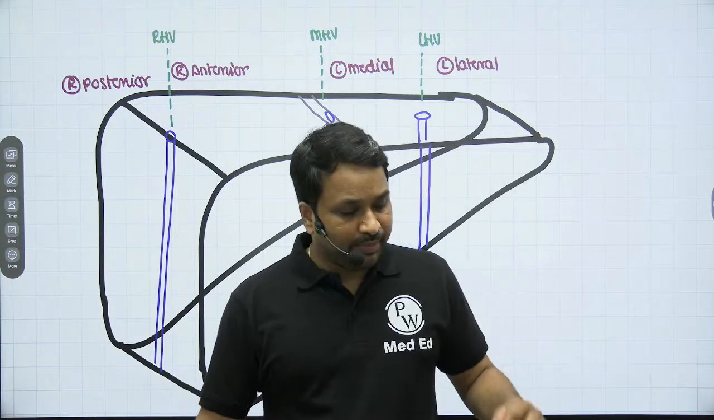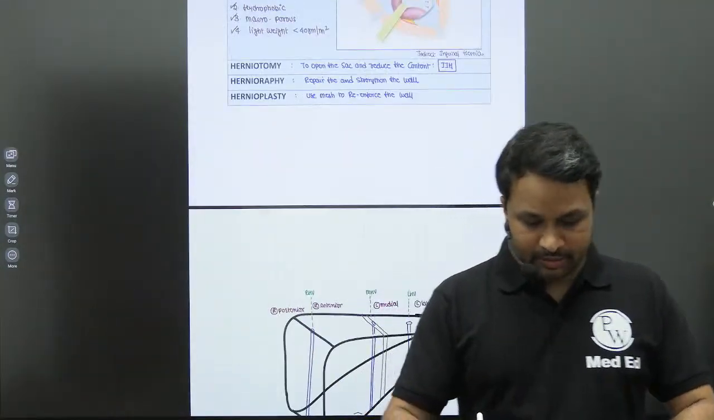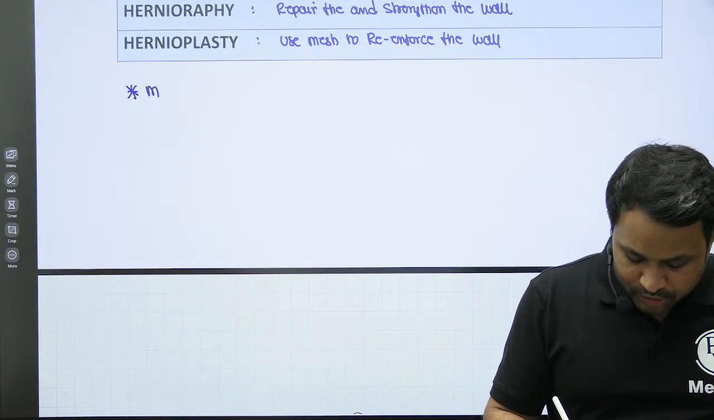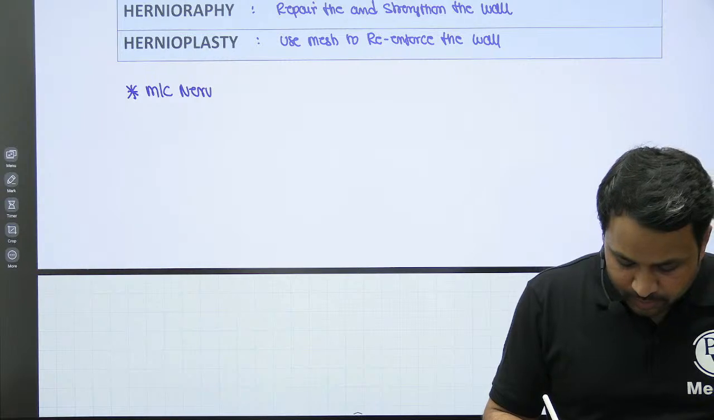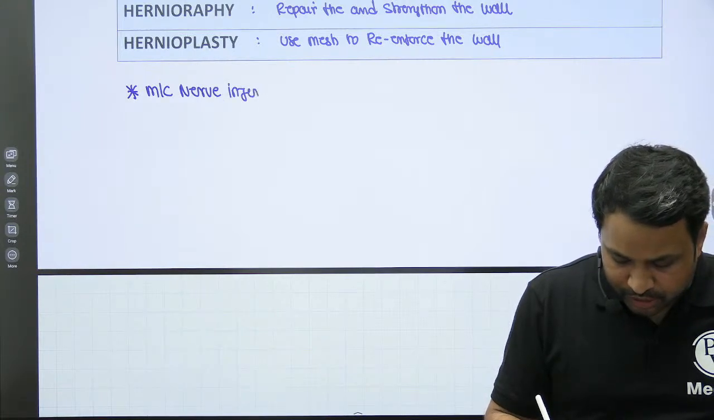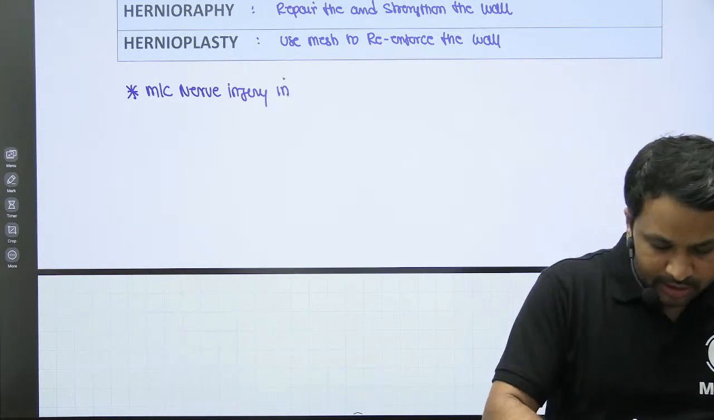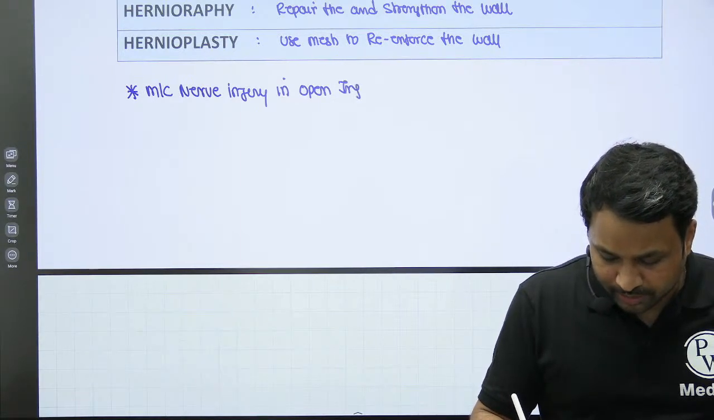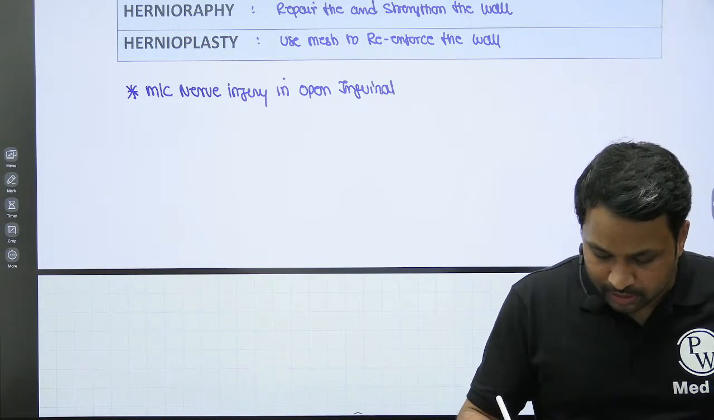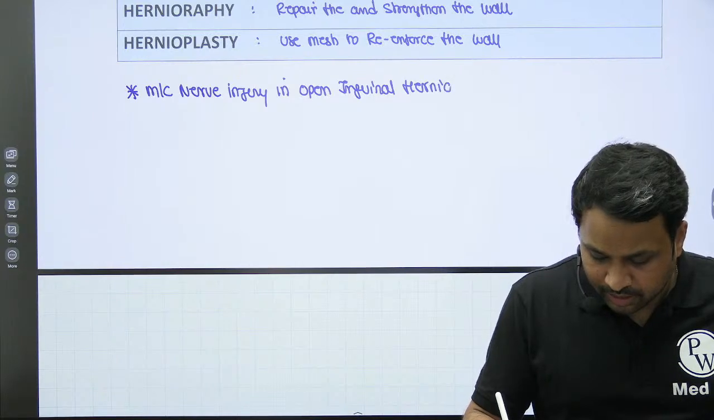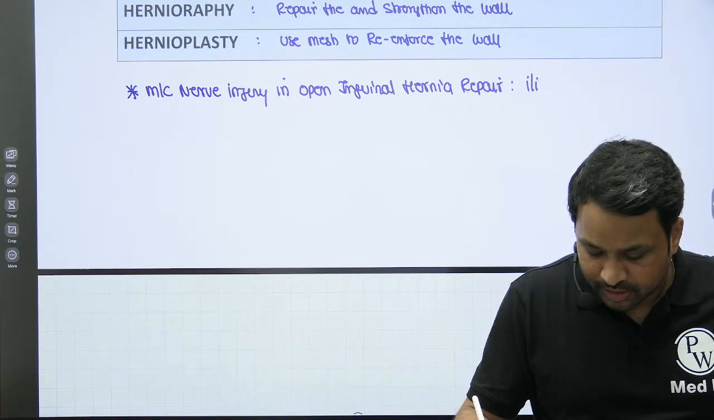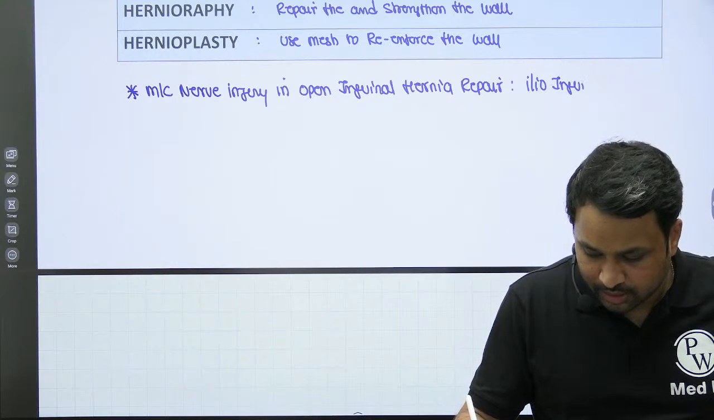Which nerve damage? चलो ठीक है यार, ये भी बता देते हैं। Hernia में nerve damage is important, right? So the most common nerve injury in an open inguinal hernia repair is going to be your ilioinguinal nerve.